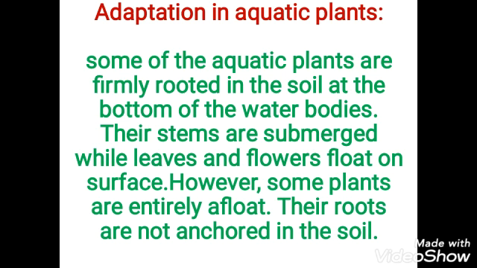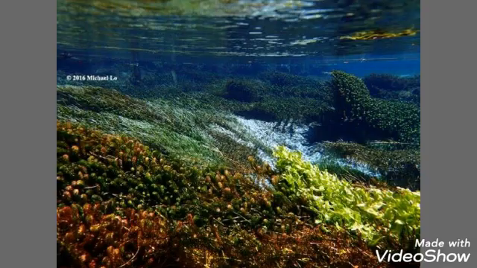Adaptation in aquatic plants. Some of the aquatic plants are firmly rooted in the soil at the bottom of the water bodies. Their stems are submerged, while leaves and flowers float on the surface. However, some plants are entirely afloat. Their roots are not anchored in the soil.